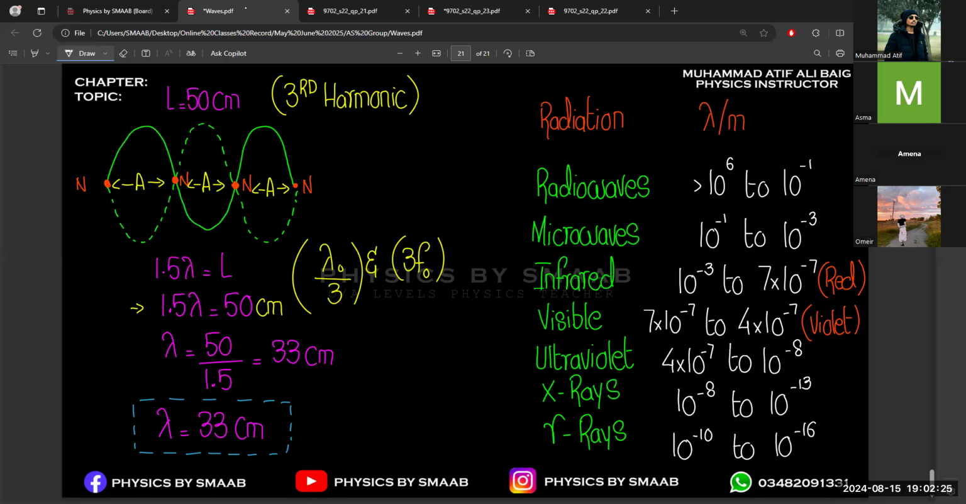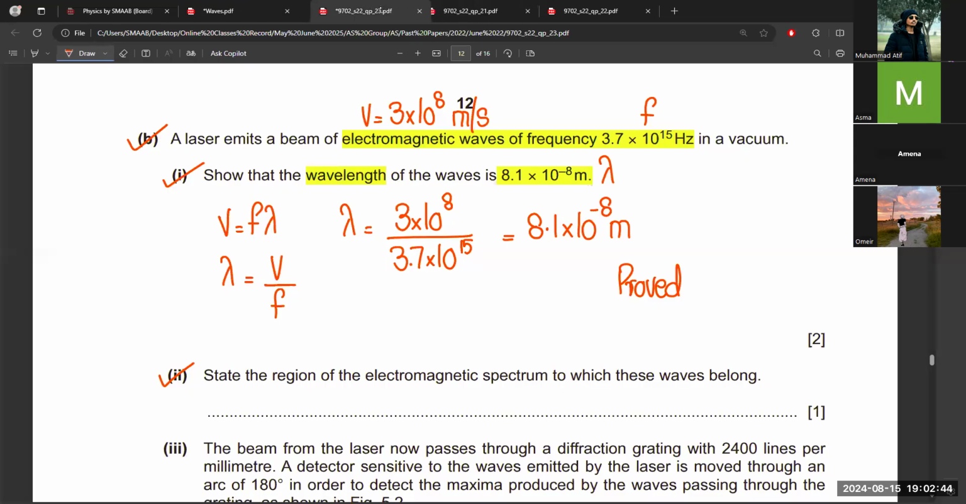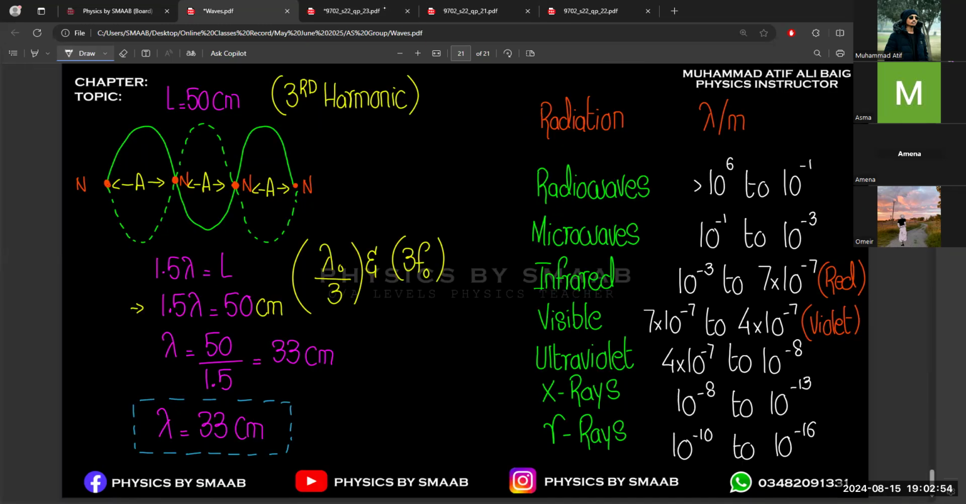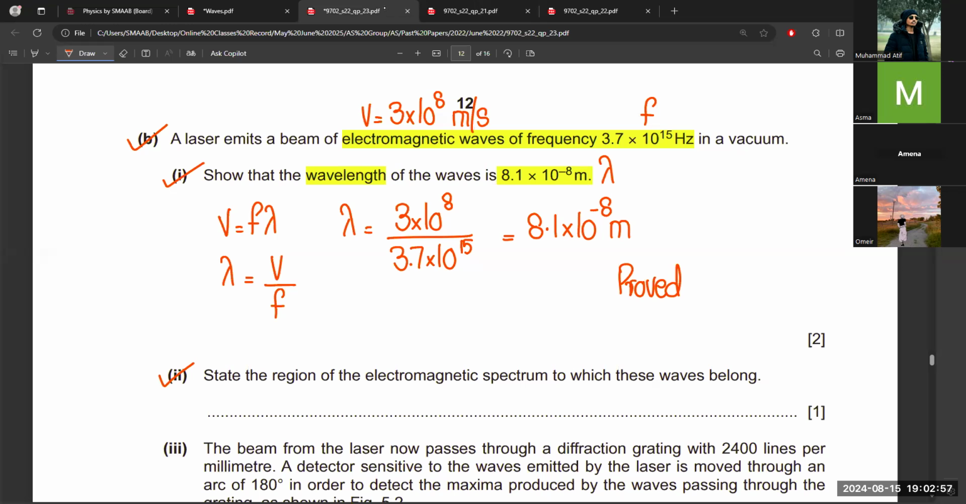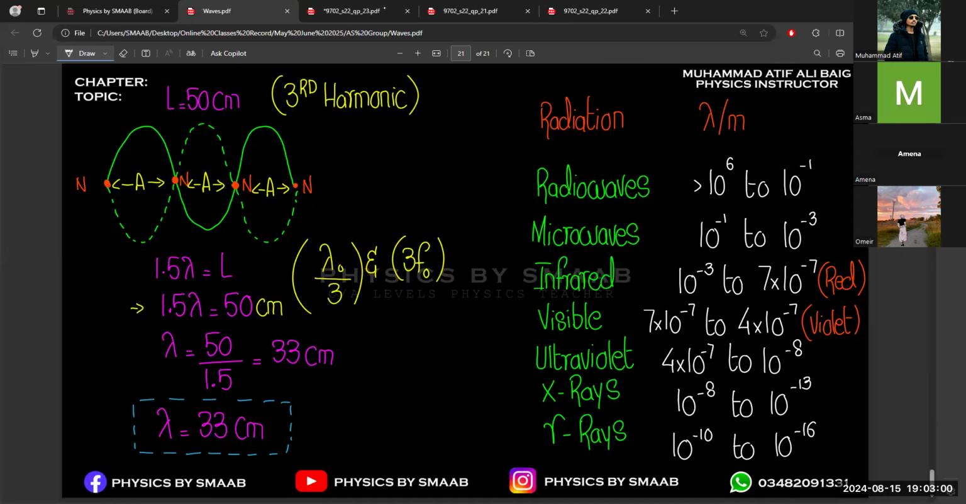So you can see X-rays and gamma rays are slightly mixed with each other, because X-ray has the smallest value of minus 13 and gamma ray starts from minus 10. So they are interlinked with each other. And in our question, you observe that our value is 10 to the power minus 8, right? 8.1 exponent minus 8. So according to this, we have to choose which region is best for this wavelength, 8.1 exponent minus 8.